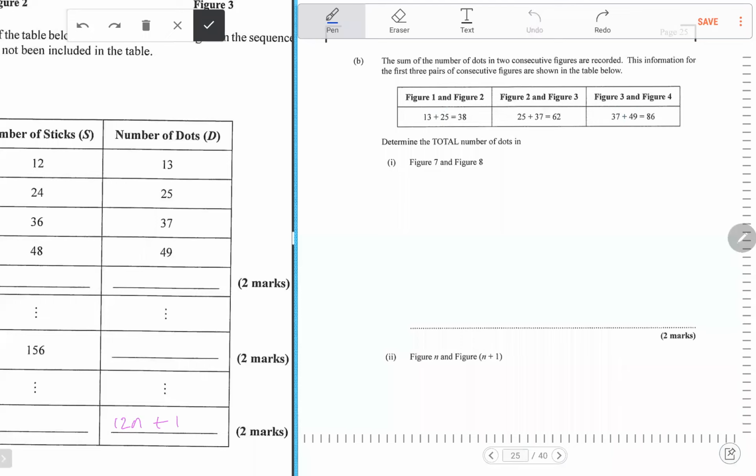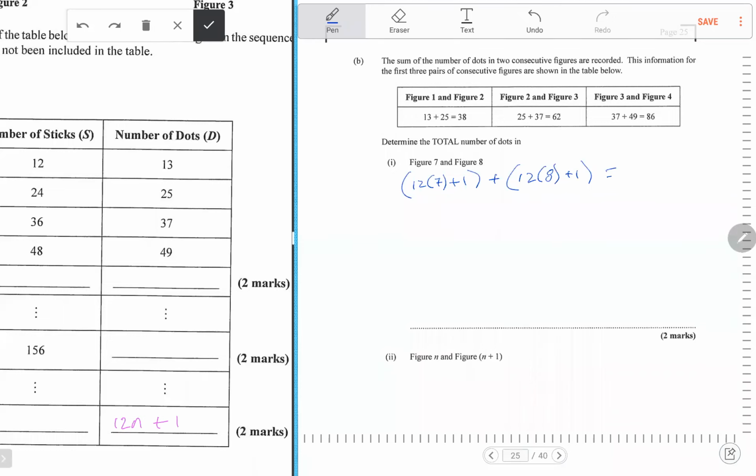And the question says they want us to do figure 7 and figure 8. What will be the consecutive figure 7 and figure 8? So what I would do for this is just use the formula for figure 7 and the formula for figure 8 for the number of dots. So for figure 7, it will be 12 times 7 plus 1, plus 12 times 8 plus 1 for figure 8. I'm going to just work that out. That's the easiest way to do it. So see, that's why it becomes easy if you depend on a formula.